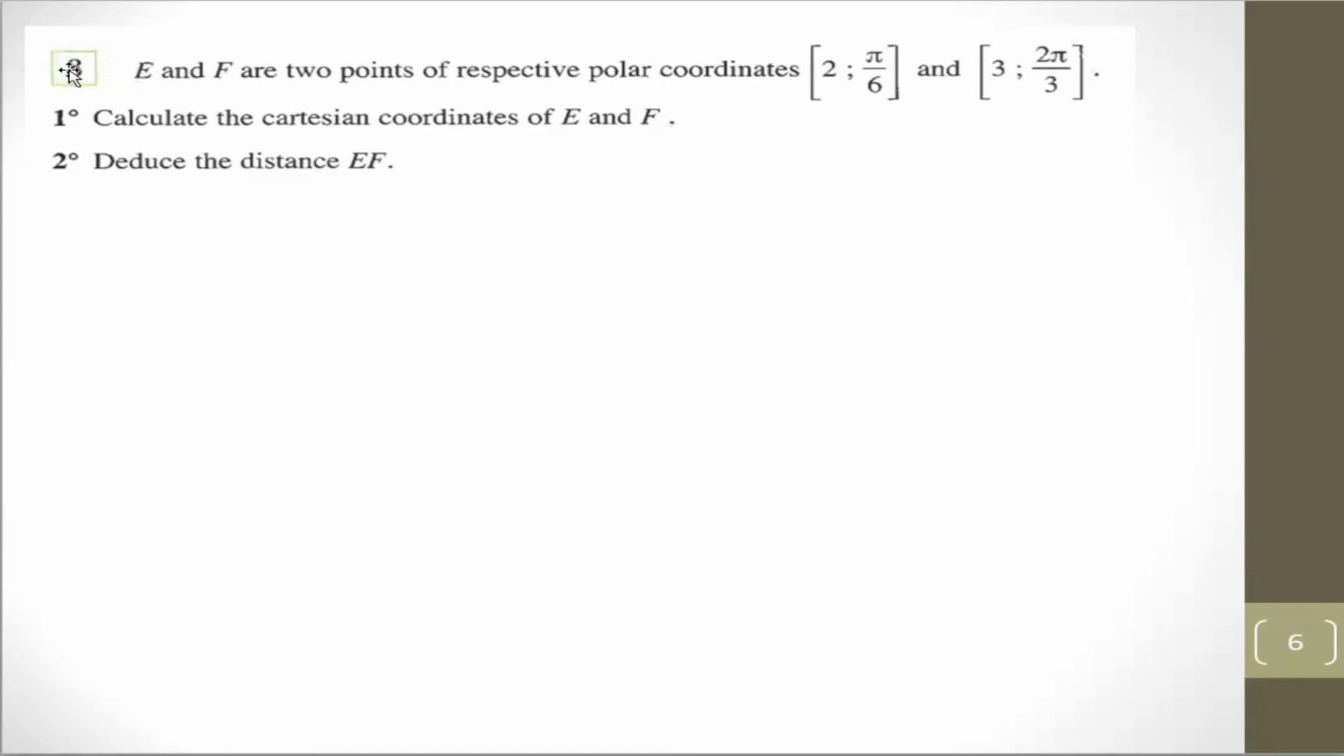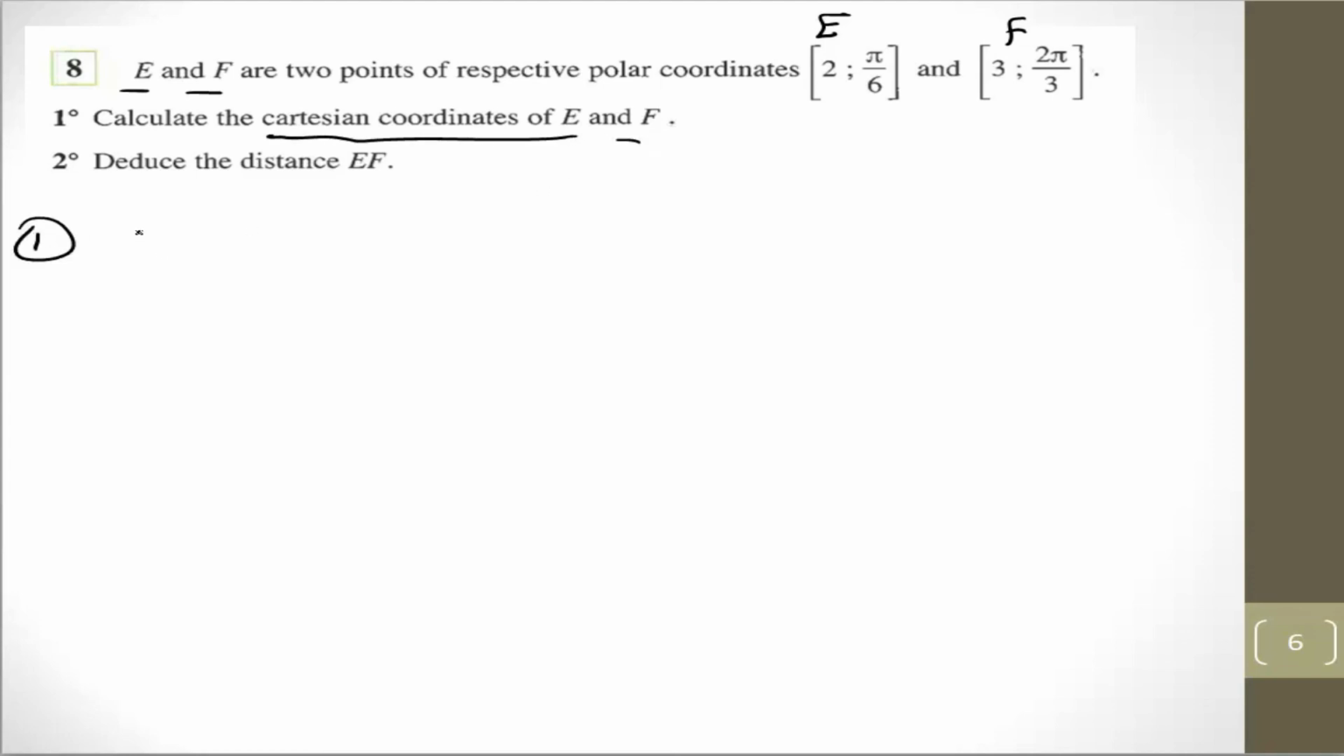Another one. In exercise 8, we have 2 points, E and F. The 2 points have polar coordinates: point E is 2, pi over 6, and point F is 3, 2 pi over 3. Calculate the Cartesian coordinates of E and F.